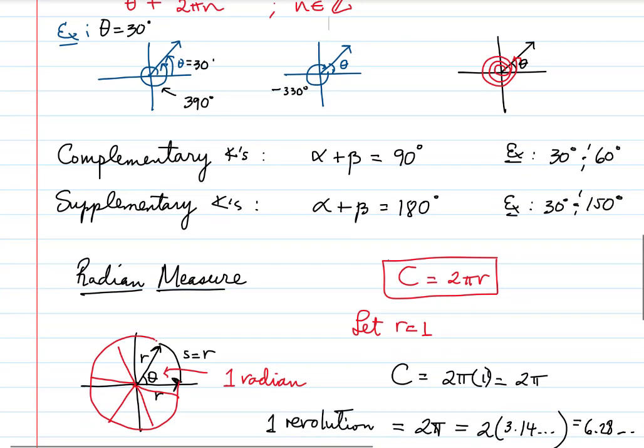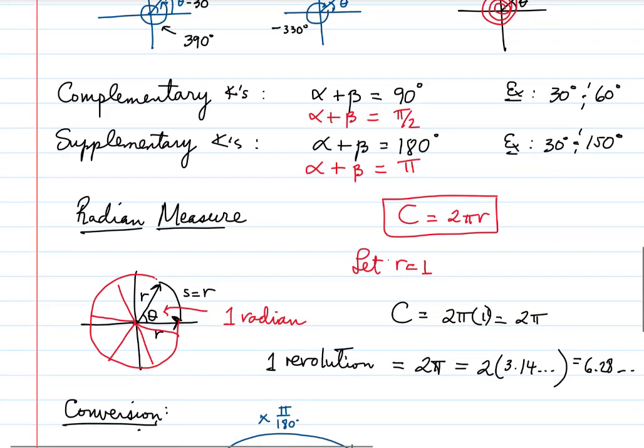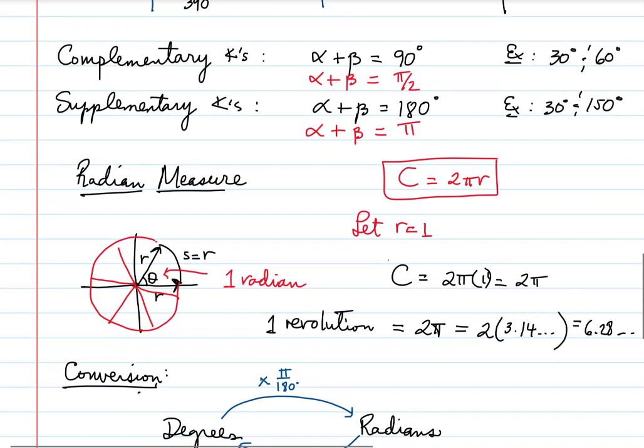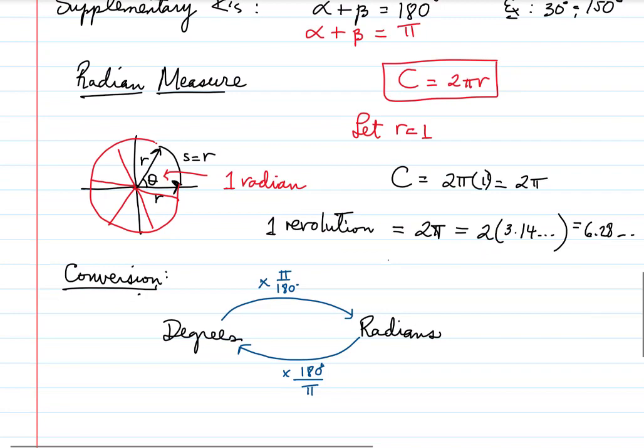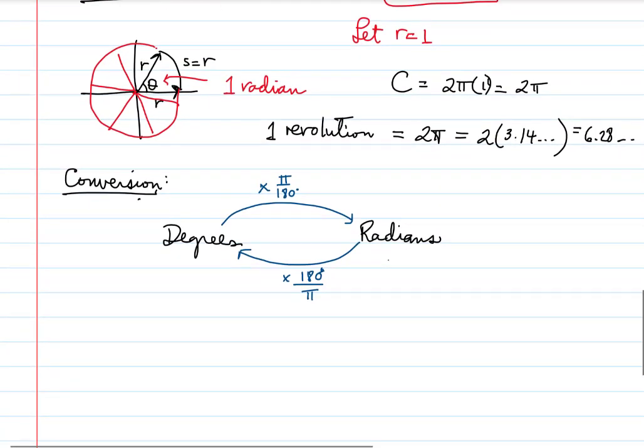All right, also for complementary and supplementary angles, we now have alpha and beta. If they're in radians, 90 degrees is pi halves. For supplementary angles, alpha plus beta would be equal to pi, which is 180 degrees. So I'm just converting everything to radians here. Everything carries over the same, it's just a different measure. And then we have our conversion to go back and forth.